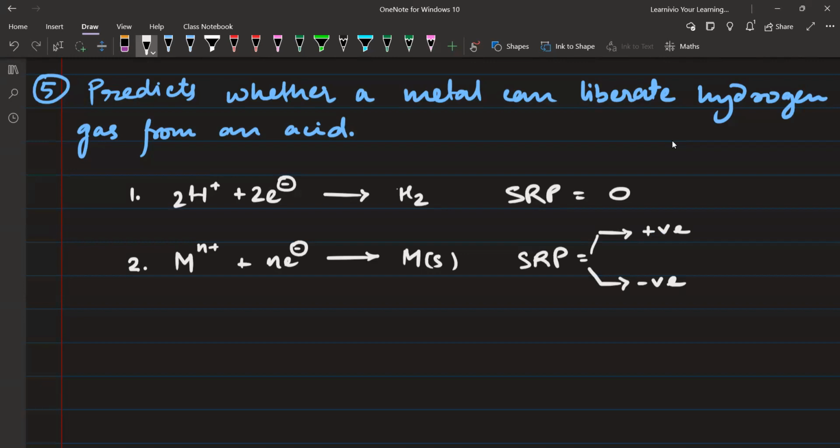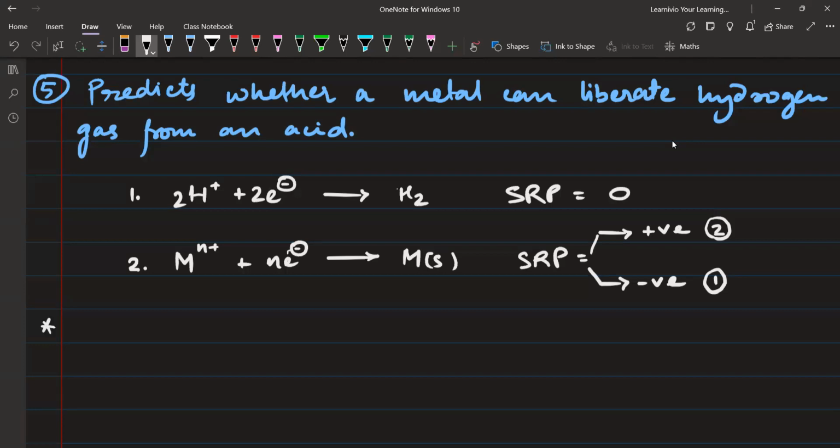Reduction is happening in both the cases. But if the SRP of the second reaction, the metal's reduction, is higher, it is more positive, then the second reaction will occur. If the SRP of metal is negative, that is, it is lower than the reduction potential of hydrogen, then the first reaction will occur. Does this make sense? Yes, sir. दोनों पॉसिबल है, कोई एक होगा जिसका रिडक्शन पोटेंशियल ज्यादा. If the reduction potential of metal is positive, that means greater than zero, then the second one occurs. अगर negative होगा तो one.